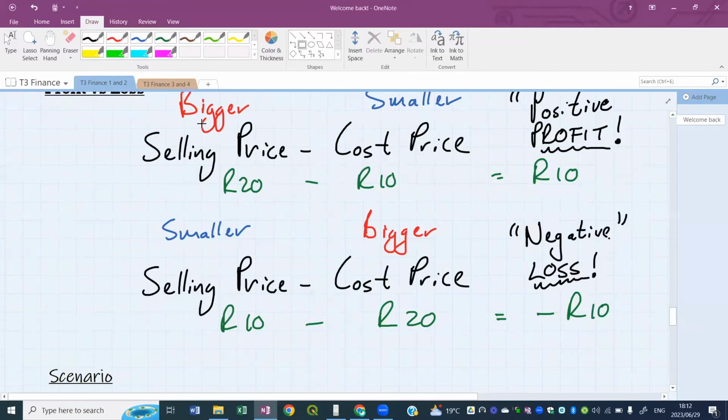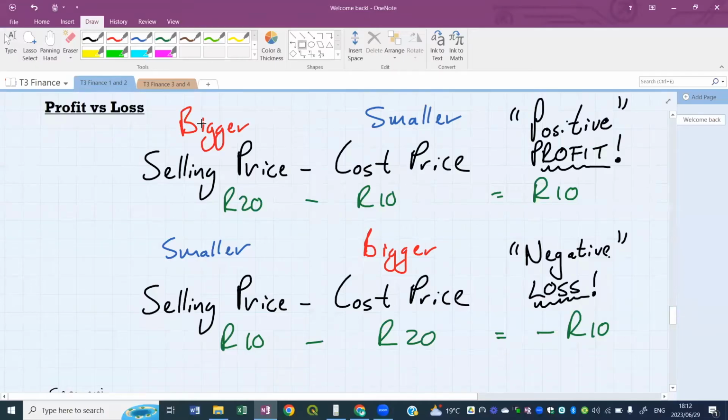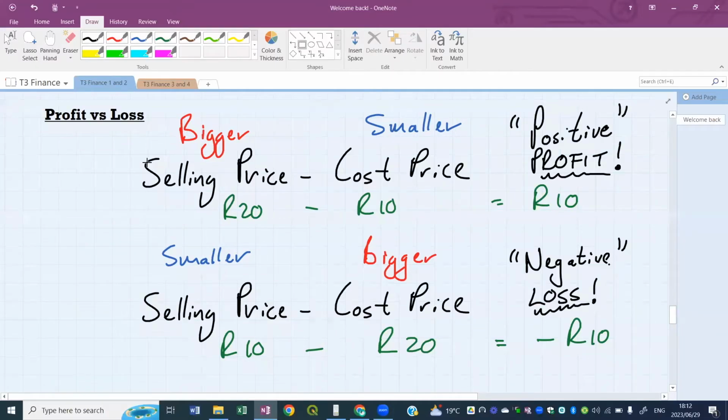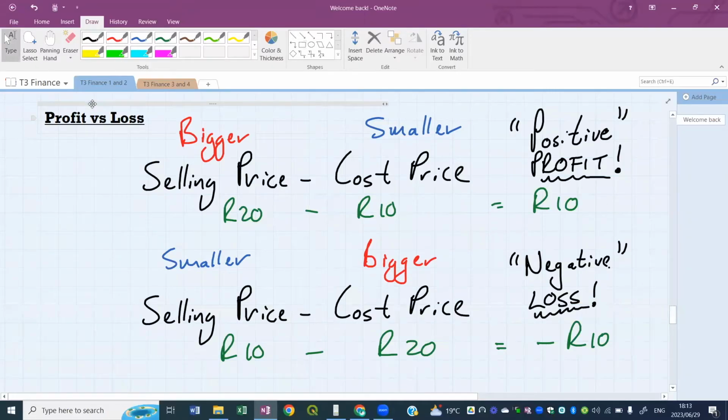are both used to work out profit and loss. Okay. The main thing is that you are trying to do the selling price minus the cost price. You always have to do that. Okay. But when you look at your answer, that'll tell you if you're making a profit or not.